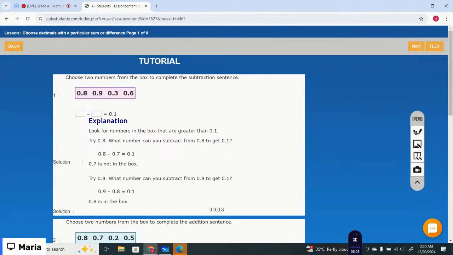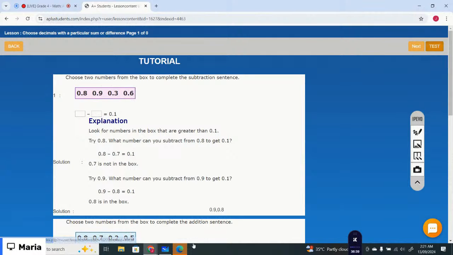Choose two numbers from the box to complete the addition sentence. Which two numbers have the difference 0.1? So that means which two numbers when subtracted give the answer 0.1. So you are given four options, right? You can select any two, just subtract, and check if they make 0.1. So the correct option is 0.9 take away 0.8 equals 0.1. Got it? The correct option is 0.8.